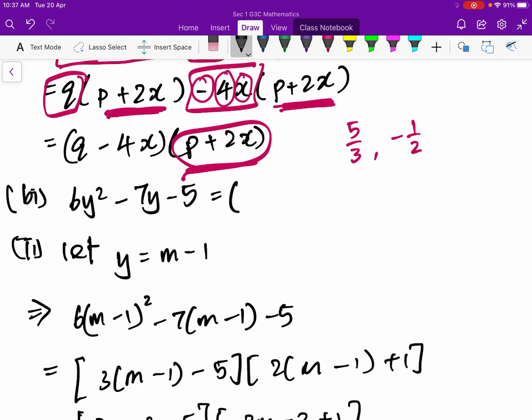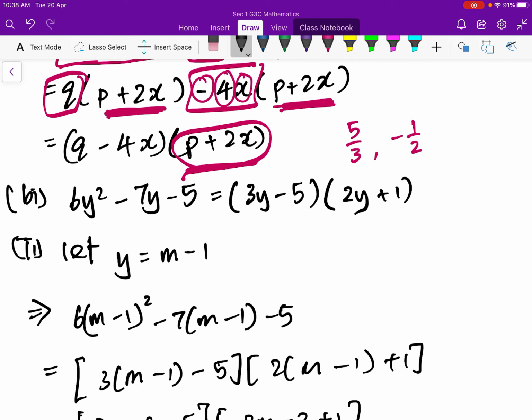So in my answer, bracket, which is it? 3y. Then because it is a positive number over here, so minus 5. Okay, then the denominator goes to the y term, 2y, because it is negative, plus 1. This is a shortcut. So how does it work?